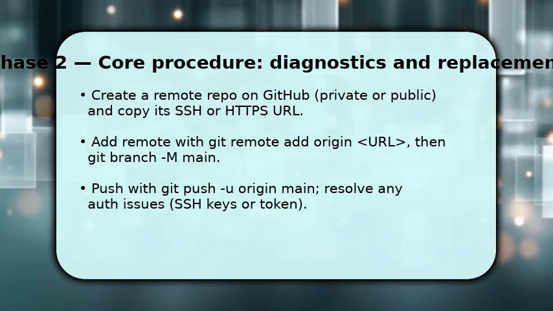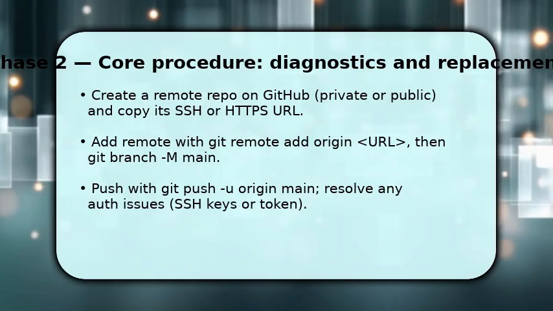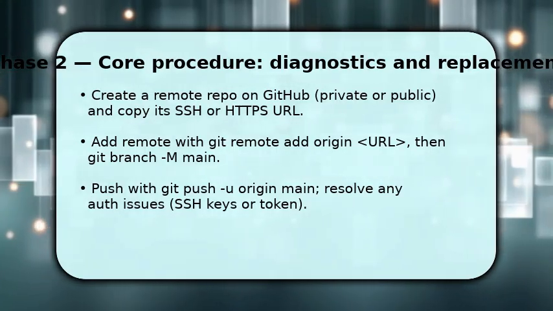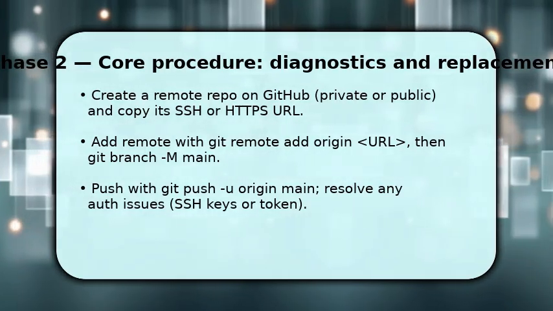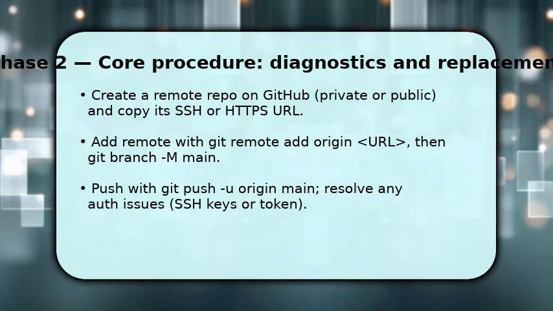If authentication fails, switch to SSH keys or a personal access token. Make sure your Git client is using the correct credential helper. This step publishes your Unity project.